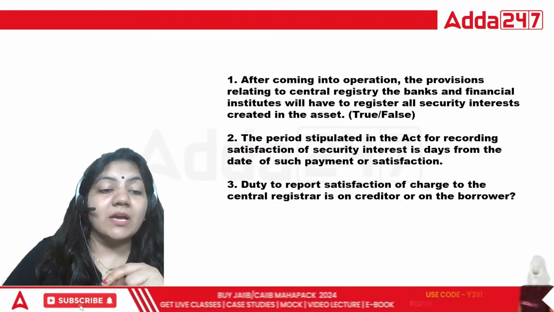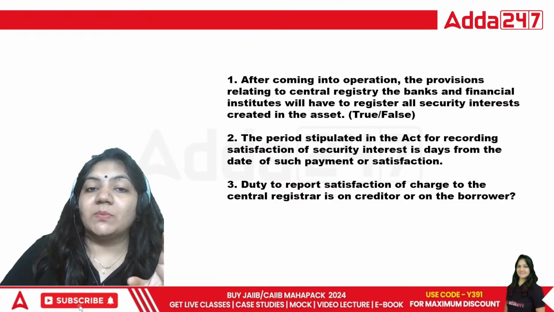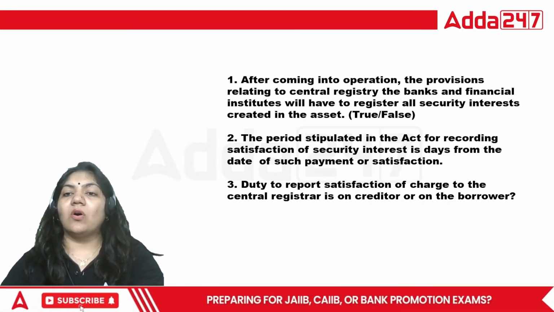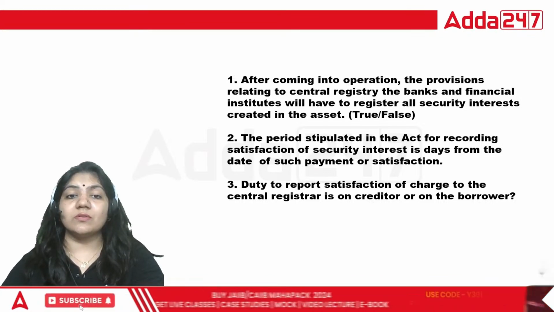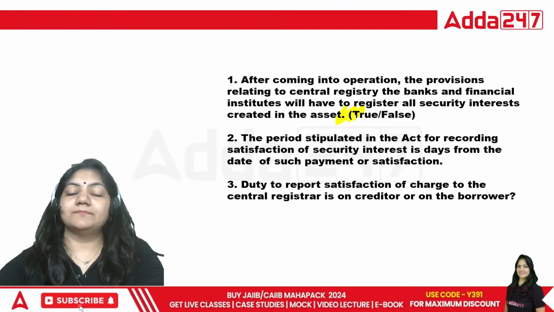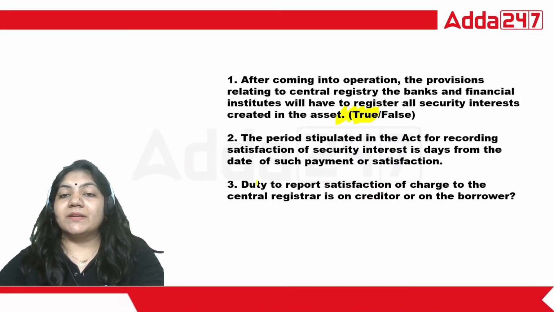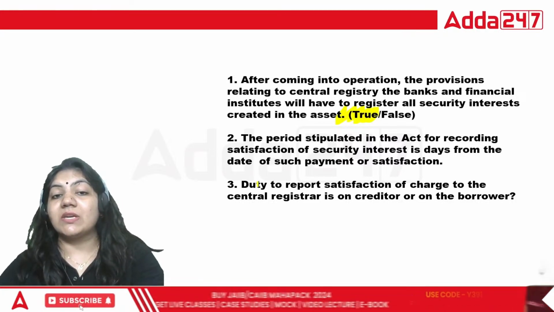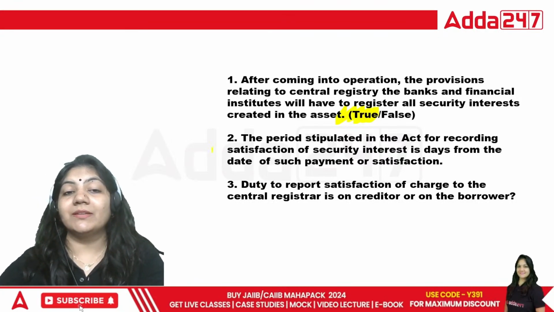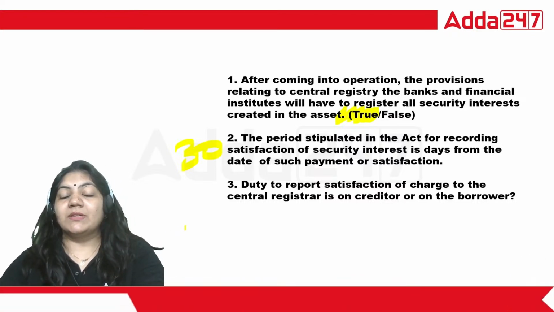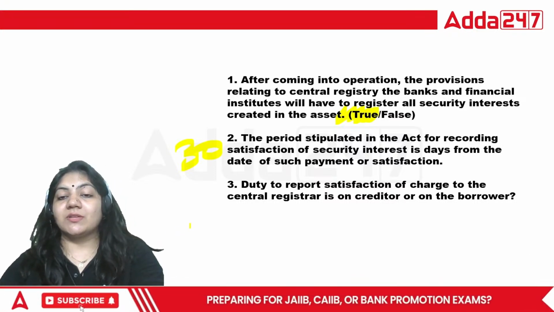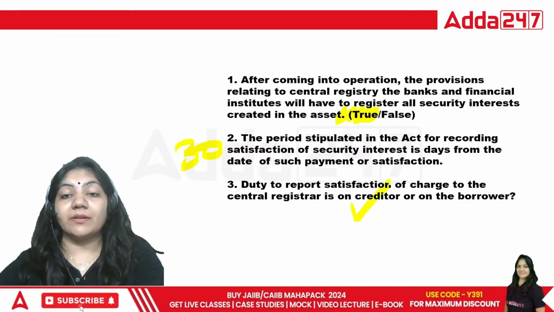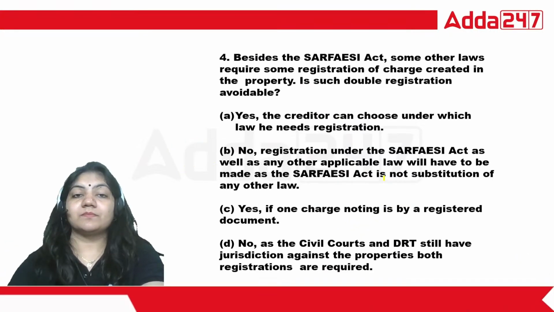Question: after the provisions relating to the central registry come into operation, the banks and financial institutions will have to register all the security interest. True or false? That is true. The period stipulated in the Act for recording satisfaction of security interest is within 30 days from the date of such payment. Is the duty to report satisfaction of charge to the central registry on the creditor or on the borrower? That is on the creditor, that is, the bank and financial institution.